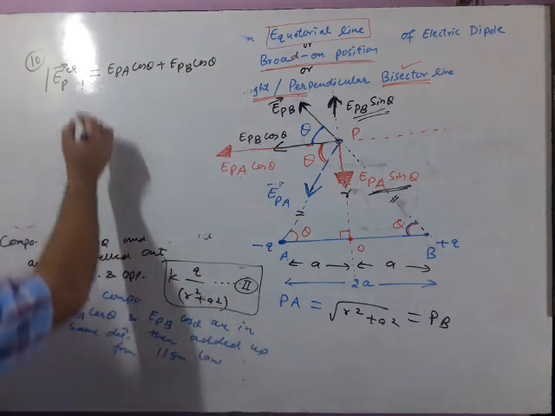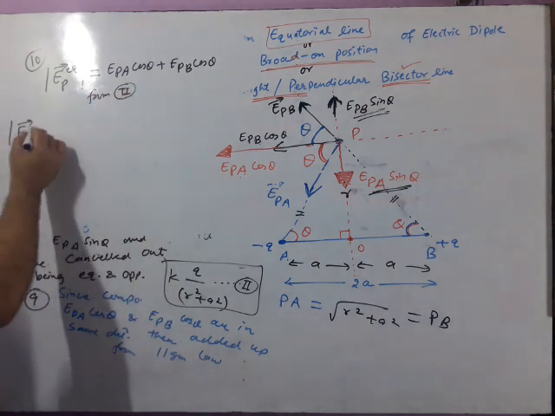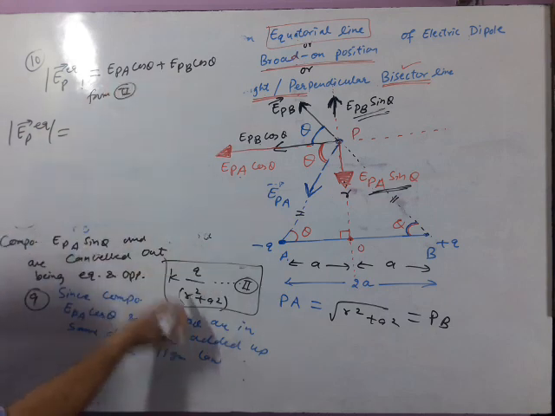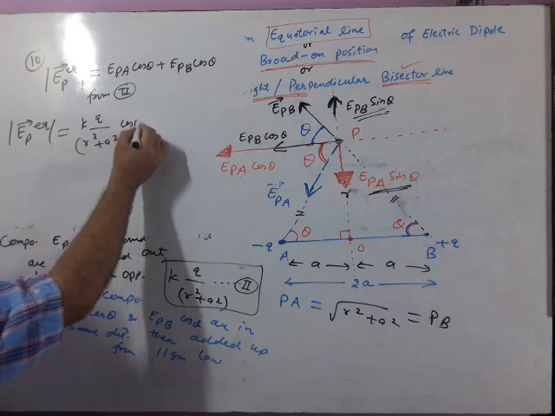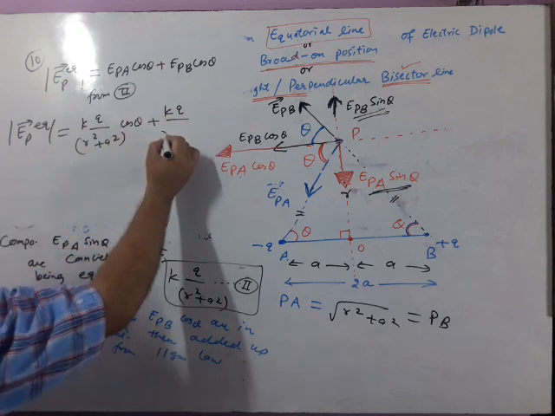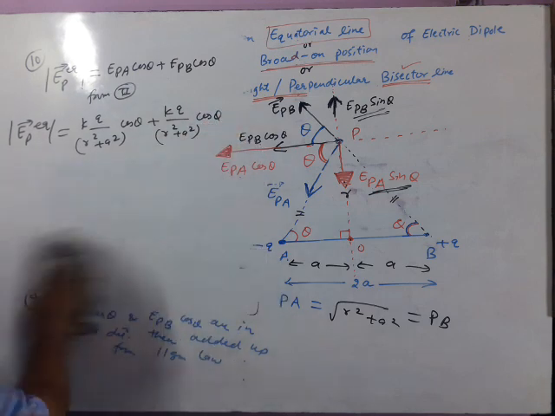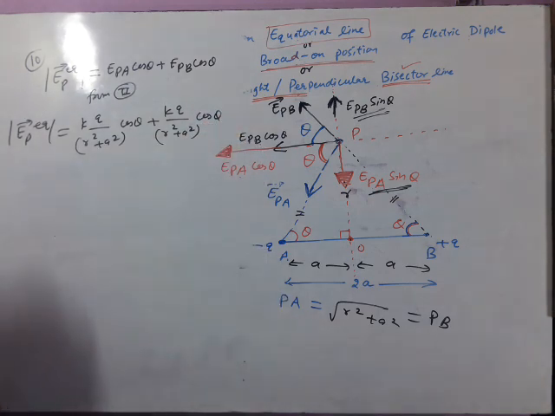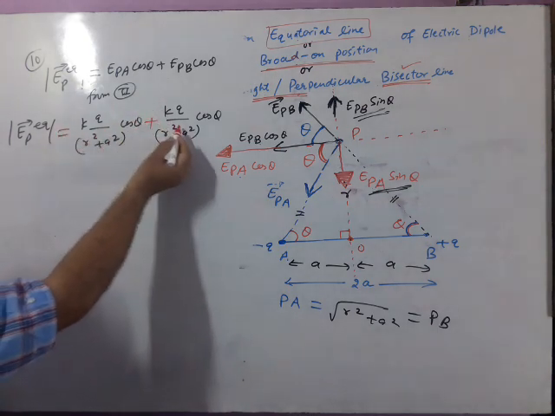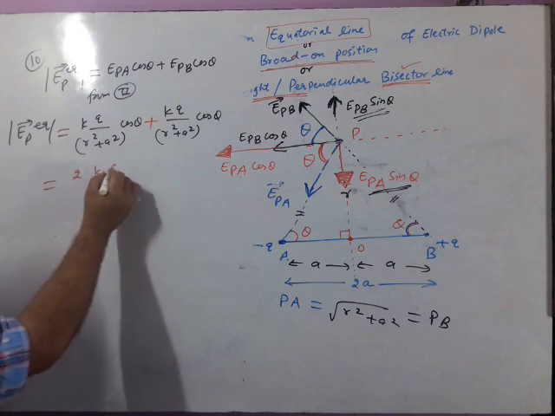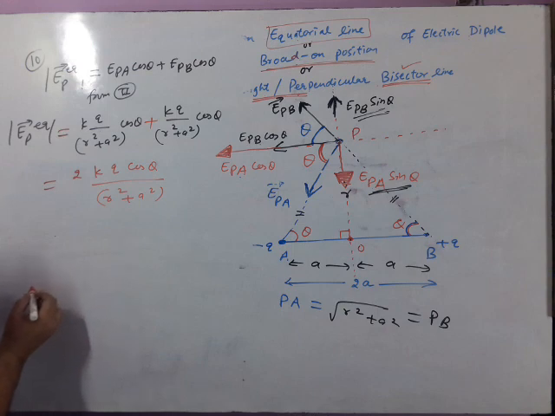Now this is the second equation. From the second, you know, EPA and EPB are equal. Now put in the value kq by R square plus A square, cos theta, same here. Now when you focus, you will see the same quantity added twice, like x plus x, 2x. So it is 2kq cos theta by R square plus A square.